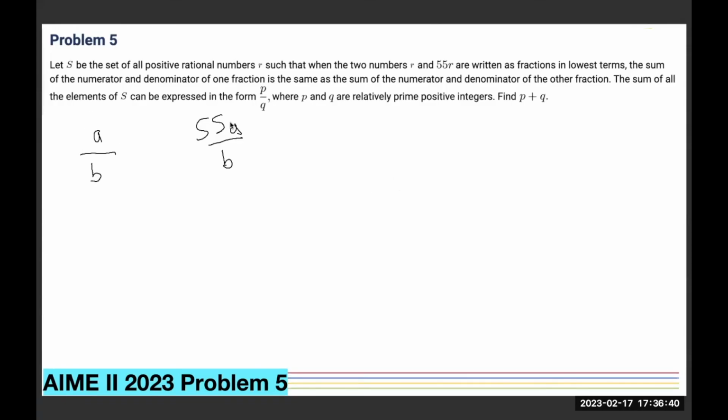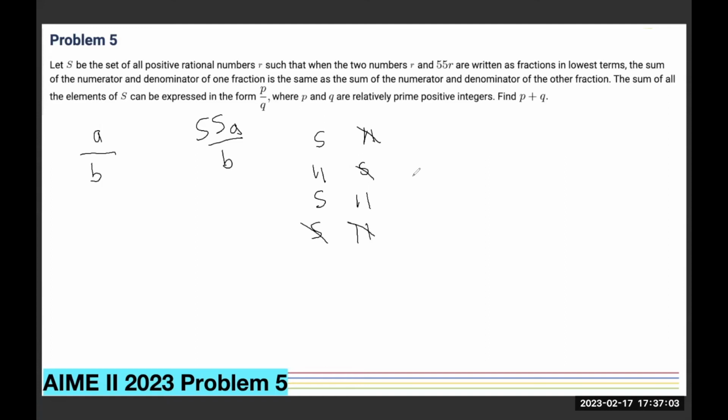So B has no common factors with A, but B could have common factors with 55. B could either have 5 as a common factor and not 11. It could have 11 as a factor and not 5. It could have 5 as a factor and 11 as a factor, or it could have neither.